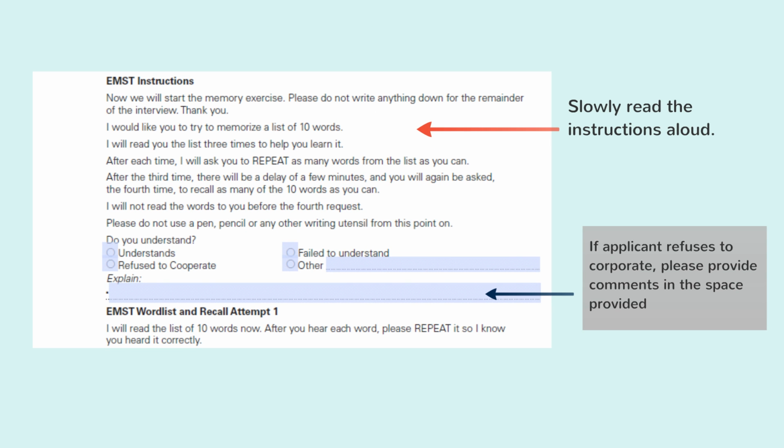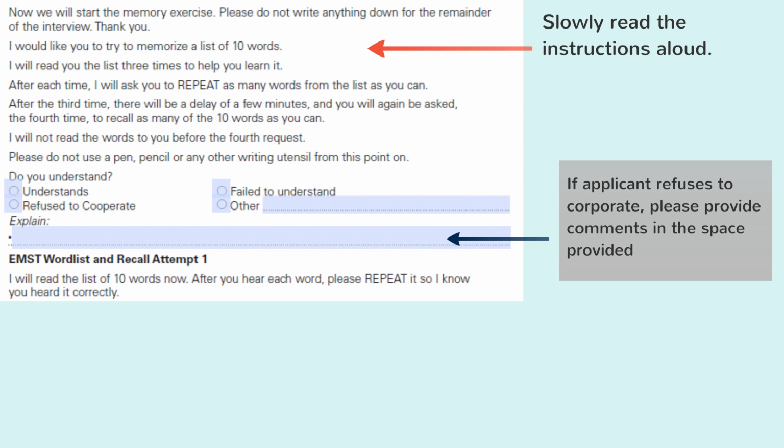You will begin slowly by reading instructions for the test here, which tells them that you would like them to try and memorize a list of 10 words, and then you will ask them to recall it. If for some reason the applicant refuses to cooperate, please be sure to provide comments in the space provided below.